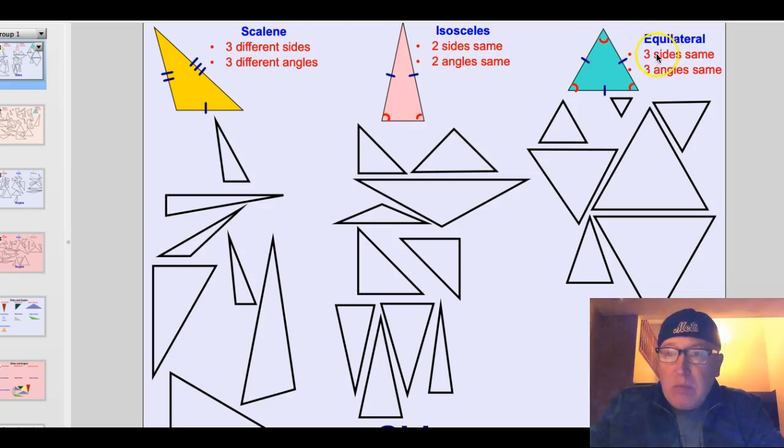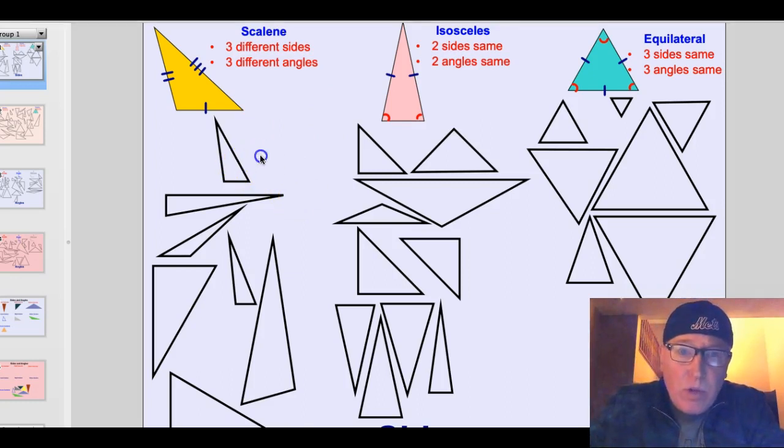Equilateral, this means 3 sides that are the same, 3 angles that are the same. So 1 tick mark, 1 tick mark, 1 tick mark signifies that all these sides have the same measure, and one little half ring here, one little half ring here, one little half ring here shows that all 3 of these angles are the same. Okay?